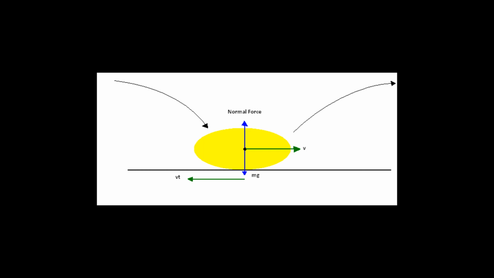Knowing that the average radius is 0.0343 meters, Vt equals ωr, which equals 523.6 times the radius of 0.0343, therefore equaling 17.99 meters per second.